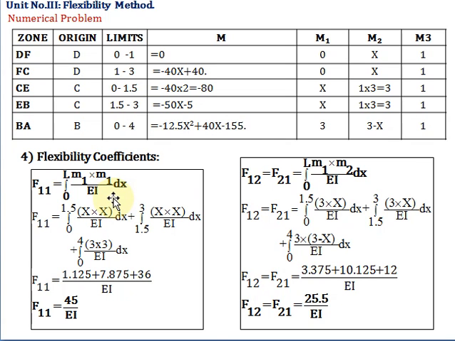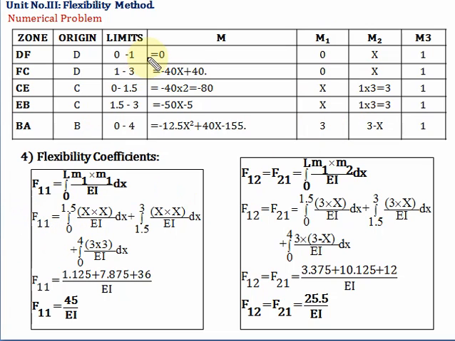Now next, in this video we are first going to find the flexibility coefficients. So here the first coefficient is F11. The formula is integration 0 to L, m1 into m1 upon EI into dx. So F11 means m1 into m1. Whatever values are there in the m1 column, you have to multiply by m1 only.